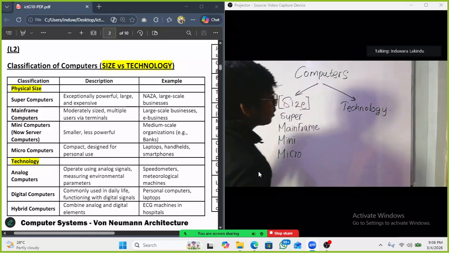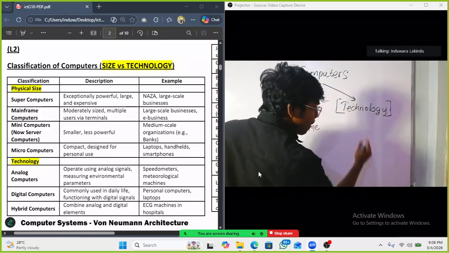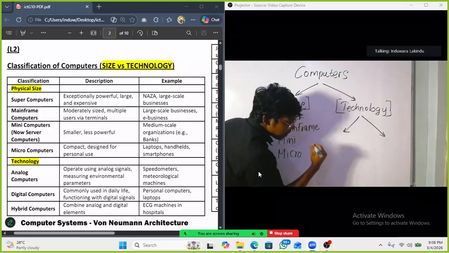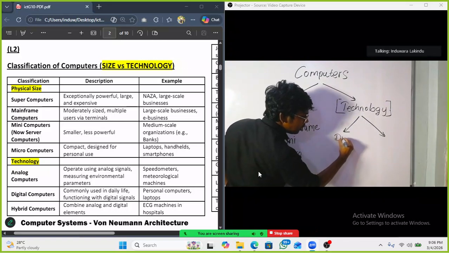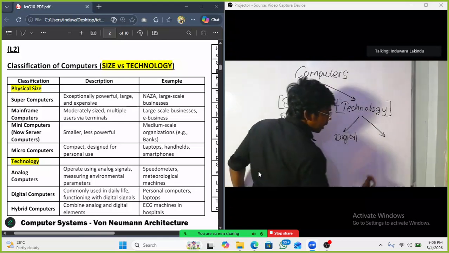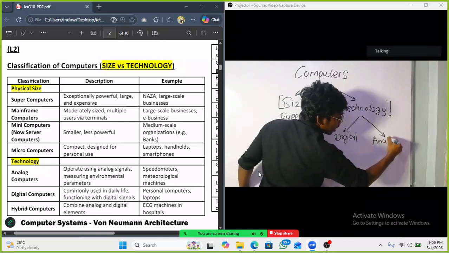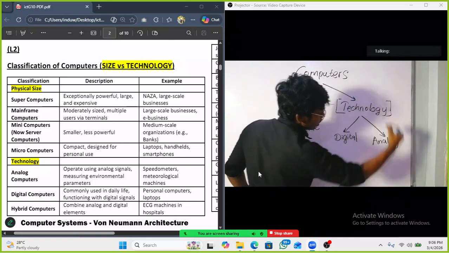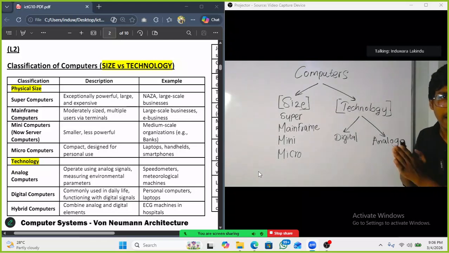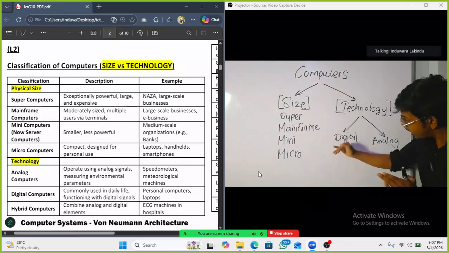Based on the technology, we have mainly 2 categories. Yes, we have 3, but mainly we have digital and analog. For the Kahoot, please remember the words. We are playing some games today. Based on the technology, we can categorize them as digital and analog. Let's keep these 4 aside for a bit. Let's come to this part.